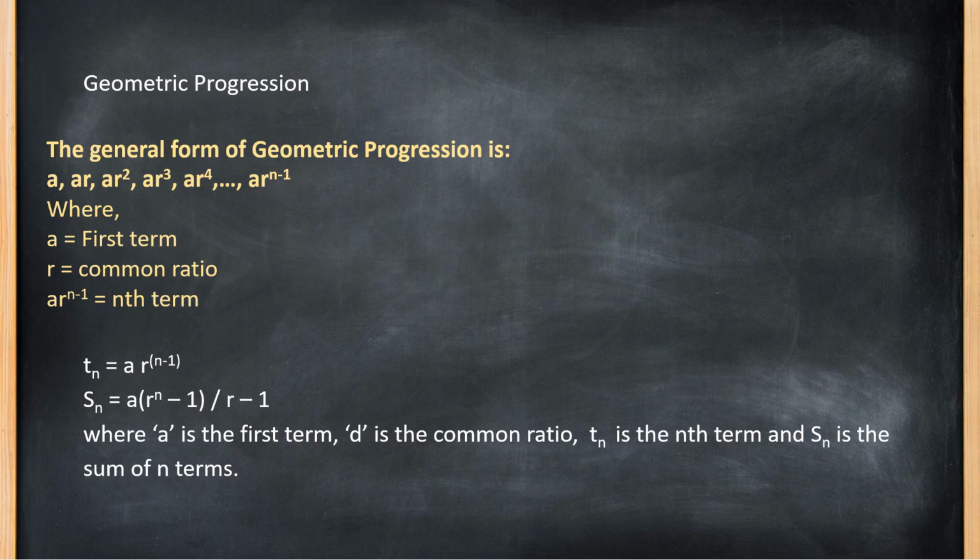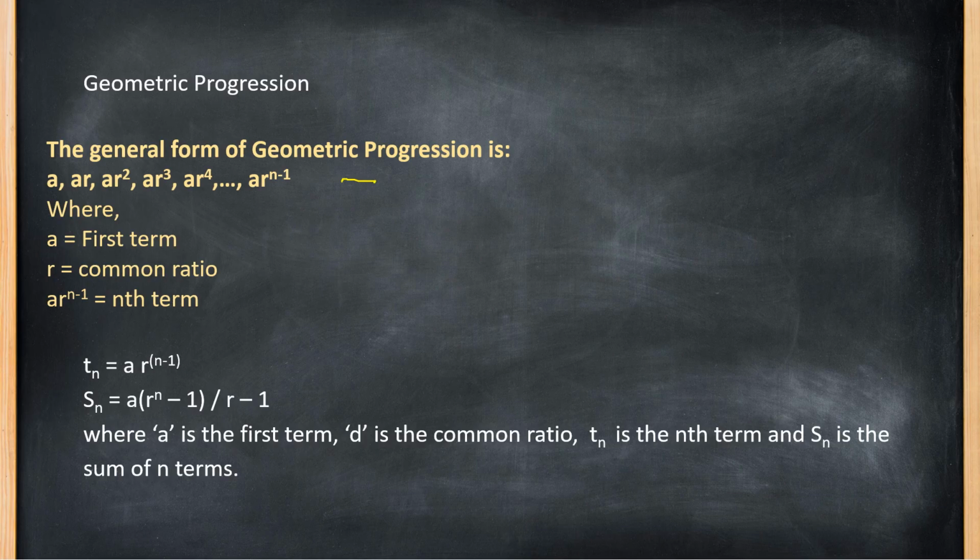In the same way, if we go for geometric progressions, the general form, like how we had A, A plus D, A plus 2D and so on in arithmetic progressions, is A, A into R, A into R square, A into R cube and so on. There we have a common difference, and here we have a common ratio.